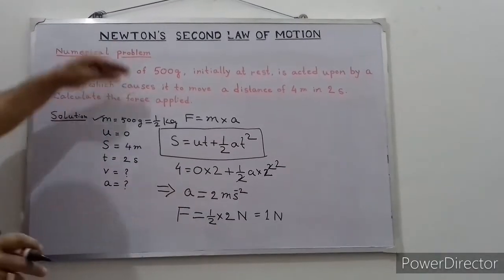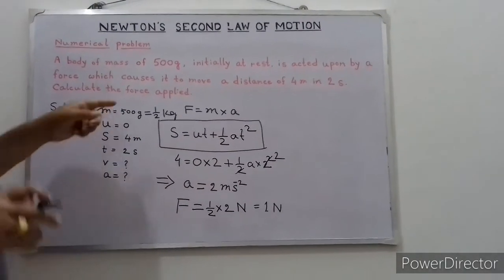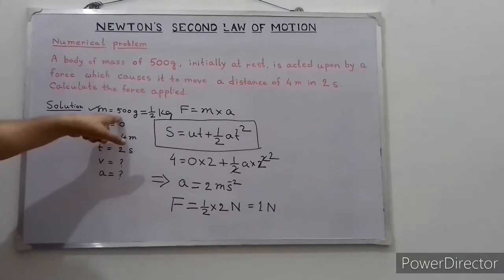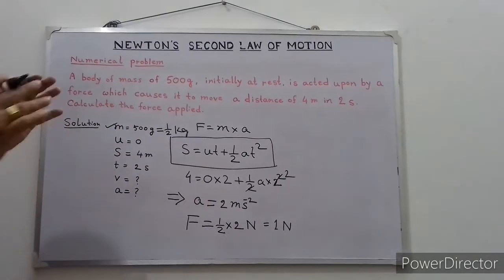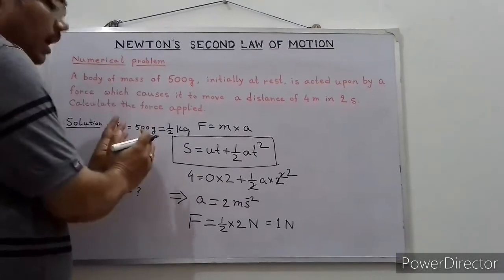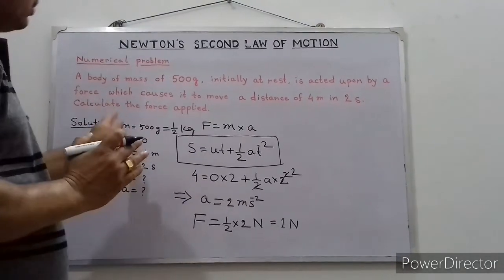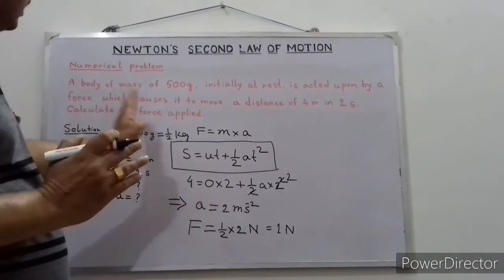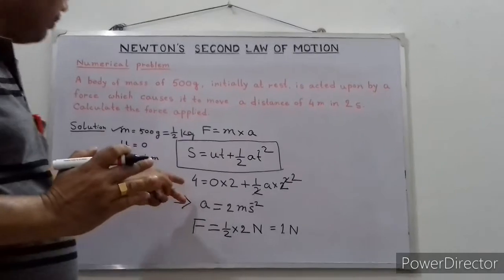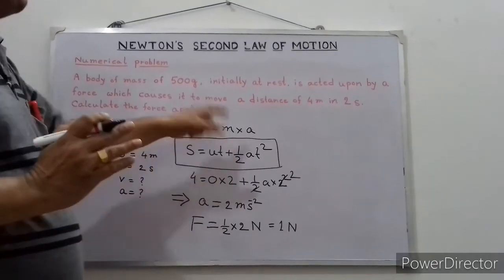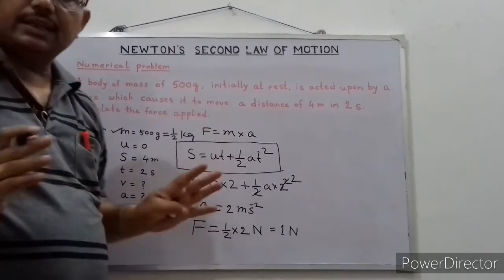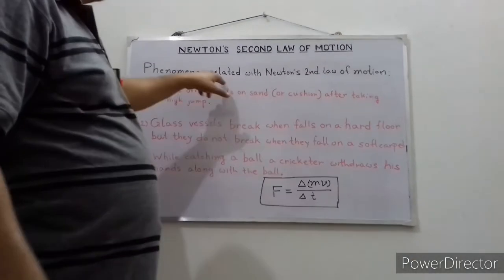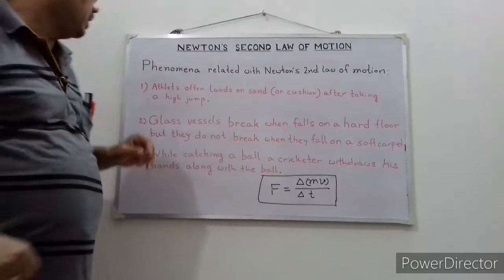So first you have to write down the data and try to use the same unit. If units are different, then what you have to do, you have to convert all the data into the SI unit. It is better to prefer the SI unit. Convert everything to SI unit, then find out the acceleration and put the value here and you will get the force easily.